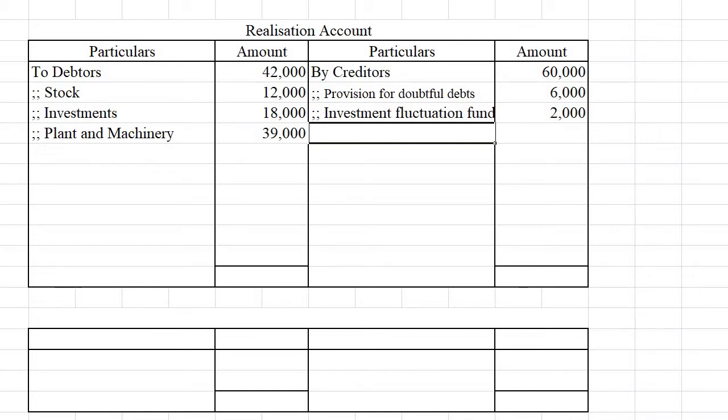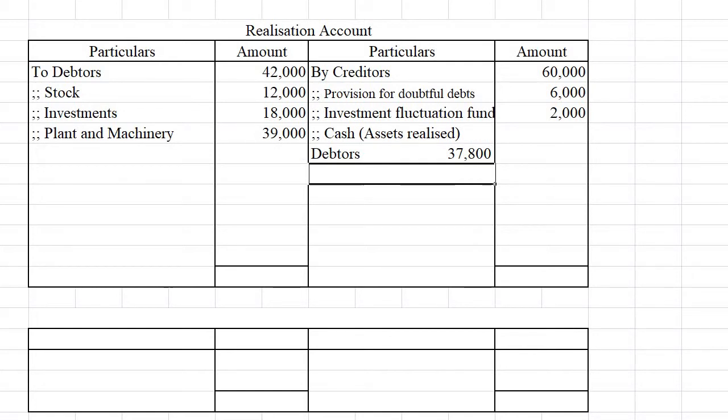Assets realized, for that we will write by cash. Which are the assets realized? Debtors realized 37,800 because it is realized at 10% less than the book value. Then next, investment. We have investment realized at 80%, means less 20%. So these are the two assets realized. Then plant and machinery is taken over by creditor, so no need of taking that amount here. Okay, so total realized value is 52,000.